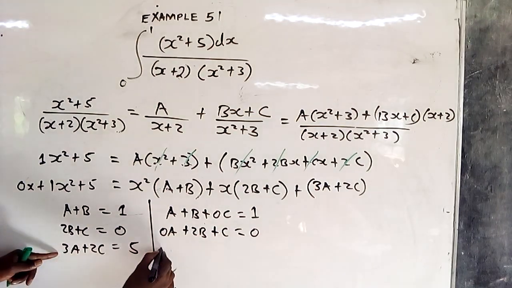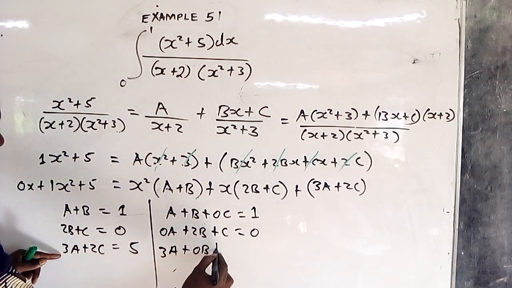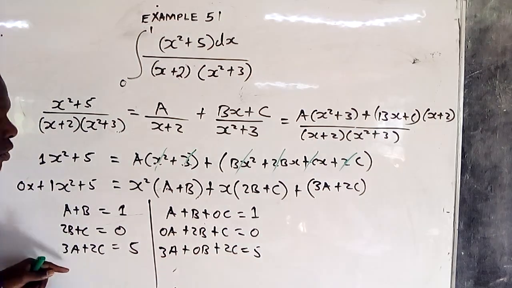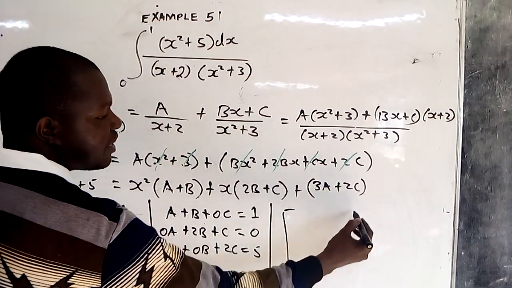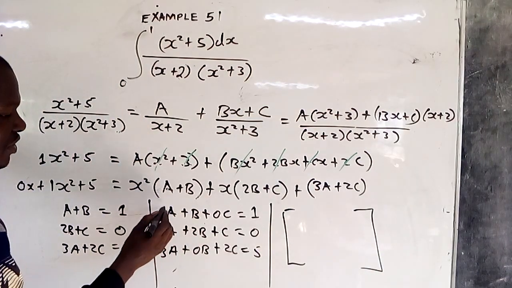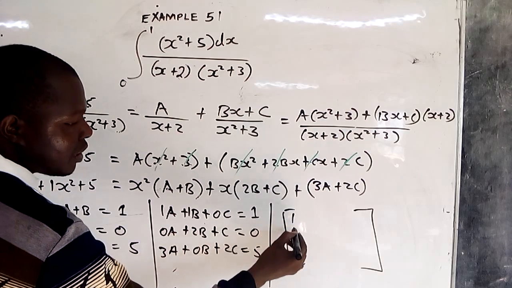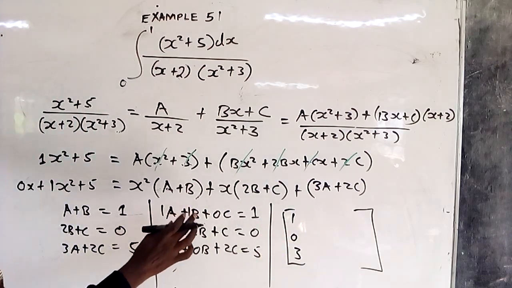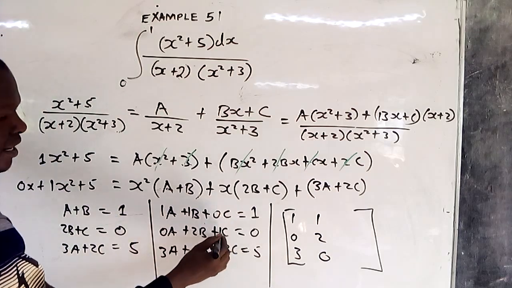Then here, 3A plus 0B plus 2C is equal to 5. So from there you can see the coefficient matrix: anything without a coefficient has a coefficient of 1, isn't it? 1, 0, 3. Then here positive 1, positive 2, 0. Then here 0, 1, 2.